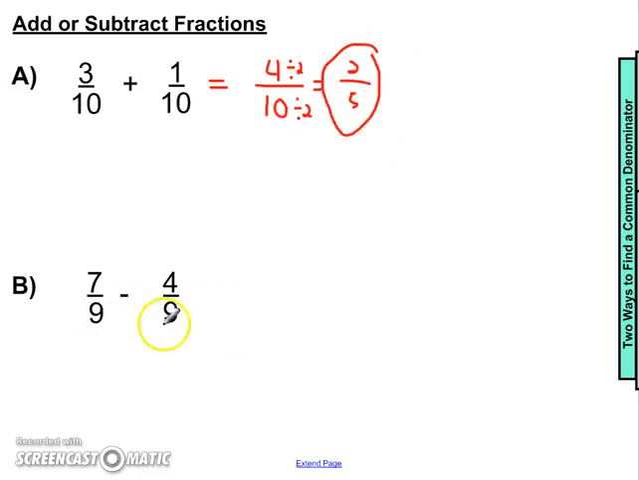Okay, and for B, we already have common denominators, so we don't actually have to do anything there. The denominator will stay the same. 7 minus 4 is 3. So 3/9, however, 3/9 will reduce because they both divide by 3, leaving me 1 and 3. So we do want to reduce fractions if we can, or if it will. In this case, they both happen to do so.